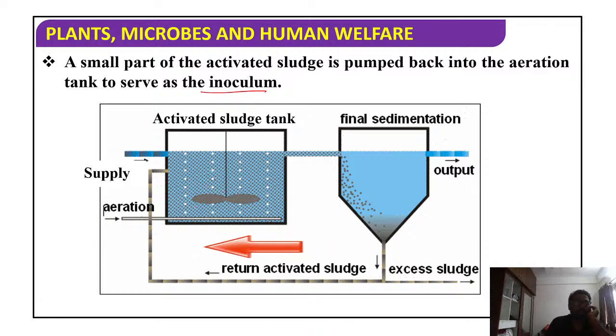Why are we sending it back? Because creating flocks is not that easy a step. It takes some time. So instead of wasting that much time, since flocks are already created, instead of sending everything to the anaerobic sludge digester, we can take a small part of the activated sludge and repost it. You see the arrow mark going to add it here. Then the supernatant will go for final sedimentation as output. So directly it can be released into the natural water bodies.